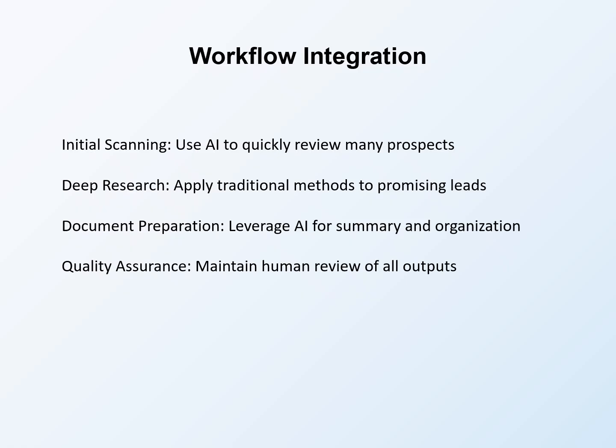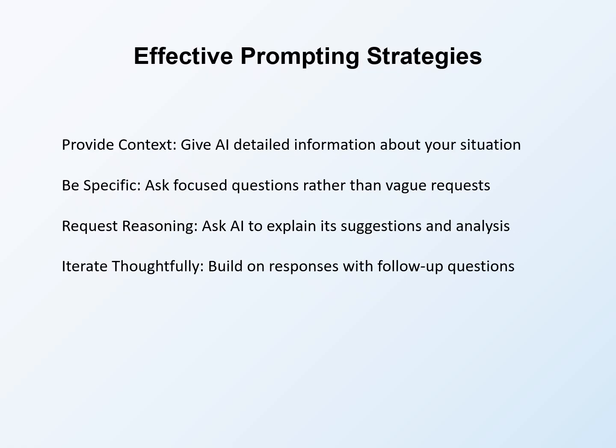Effective prompting helps you get better results from AI tools. Providing context gives the AI information needed to be helpful. Rather than asking generally about health foundations, explain that you are a community health center serving uninsured populations in rural Appalachia seeking a first-time grant of $50,000 to $100,000 for diabetes prevention programming.